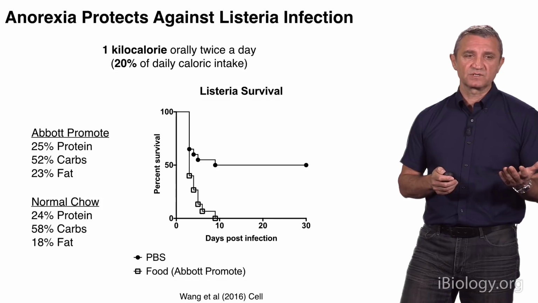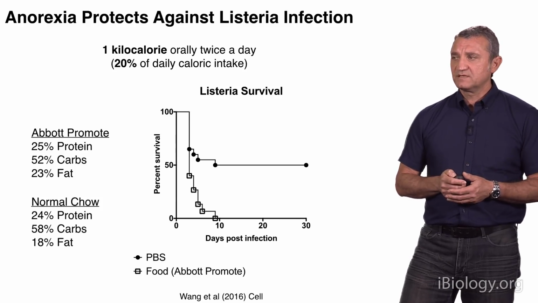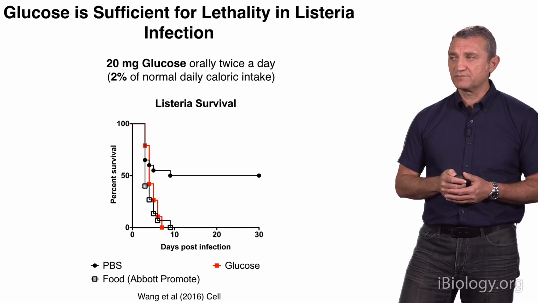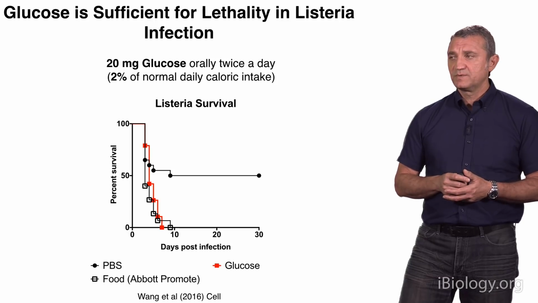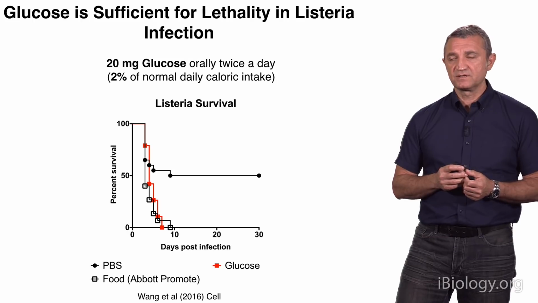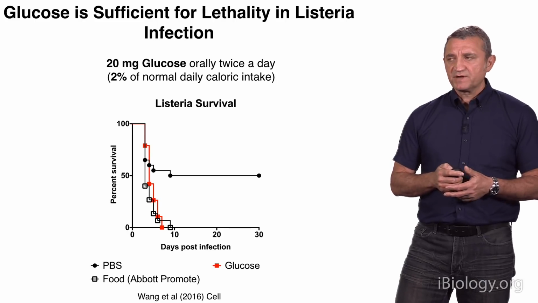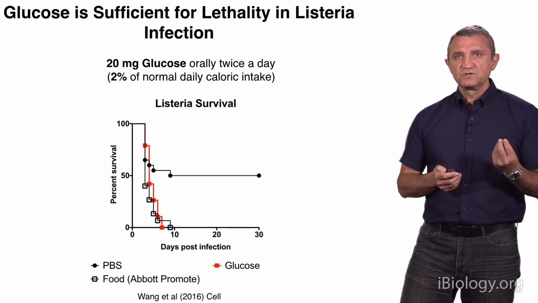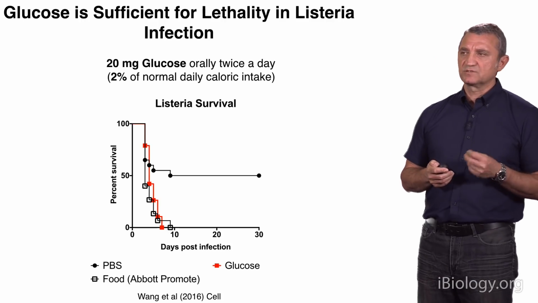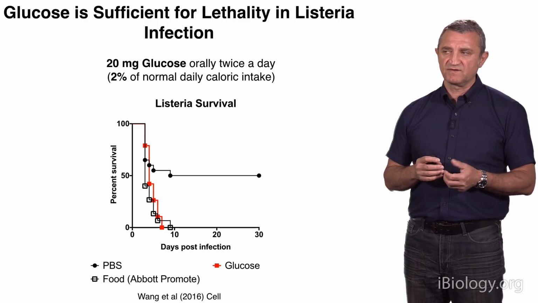And we tested separately proteins, carbohydrates, and fats, and found that the effect of feeding was due to carbohydrates, specifically due to glucose. Because if we just gave mice glucose at the time of the infection, then 100% of them would succumb to infection. And that was very interesting because it indicated that just glucose, that simple, essential metabolite, is sufficient to cause such a dramatic effect on survival.